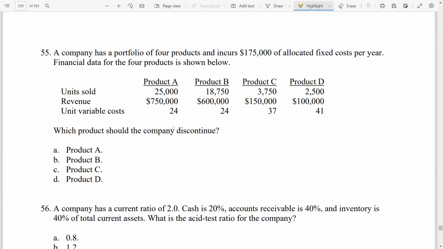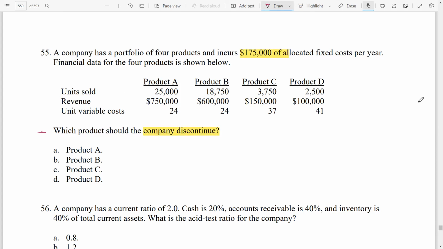Question number 55. A company has a portfolio of 4 products and incurs 175,000 of allocated fixed cost per year. Financial data for the 4 products is shown below. When you get this question, go ahead and read the question. Which of the products should the company discontinue? That's what's being asked here.